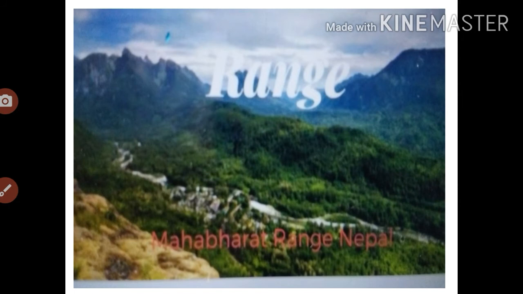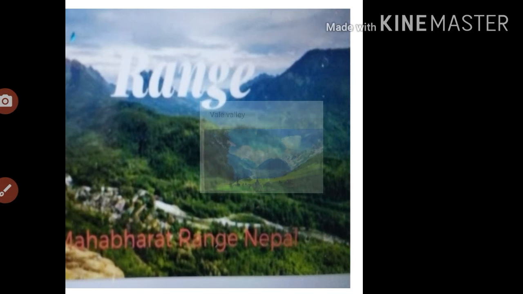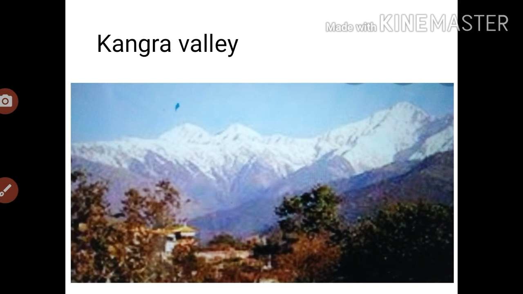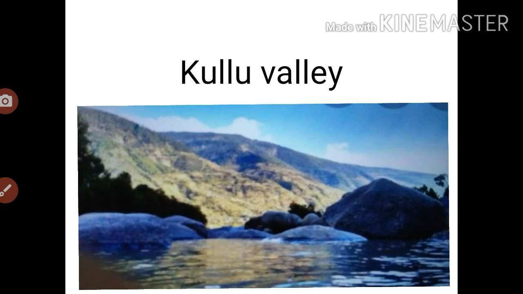These ranges consist of the famous valley of Kashmir, then the Kangra and Kulu Valley in Himachal Pradesh. This region is well known for its hill stations. Let's move towards the next.